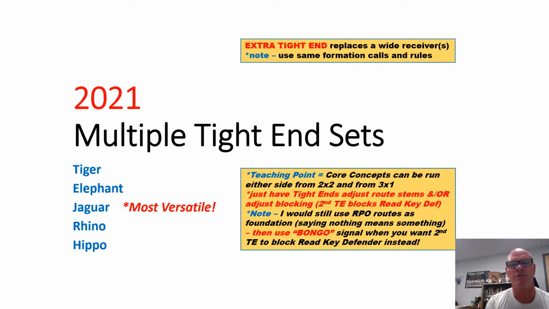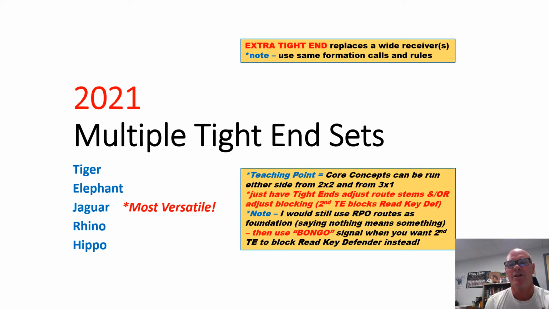I want to talk about using multiple tight end sets in our Triangle O spread RPO system. You can see what we're going to do here is bring in an extra tight end to replace a wide receiver. We'll do this by using these 5 animal terms along with signals of tiger, elephant, jaguar, rhino, and hippo to make that personnel substitution efficient and effective.